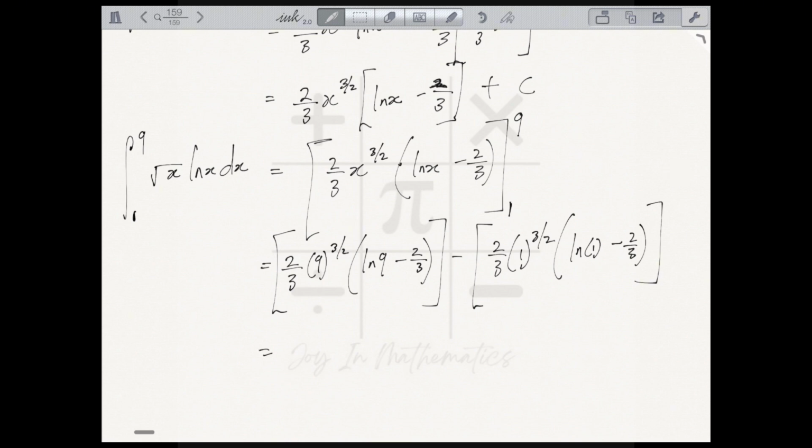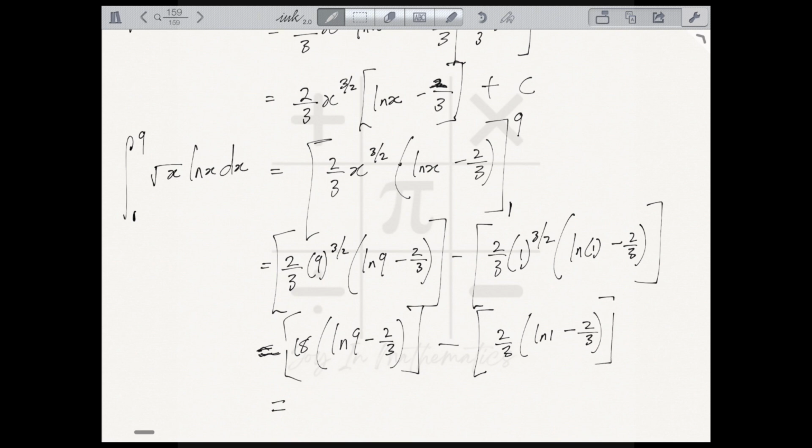Now simplifying this, we have 18 into ln 9 minus 2 over 3, minus 2 over 3 into ln 1 minus 2 over 3. And using our calculator for this, we would have approximately 28.0. So we have been able to consider using integration by parts for logarithm, for exponential, for arithmetic, and also for trigonometry.